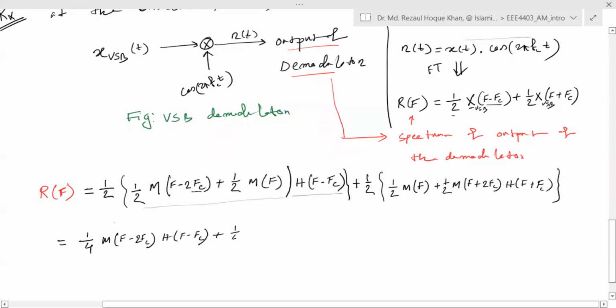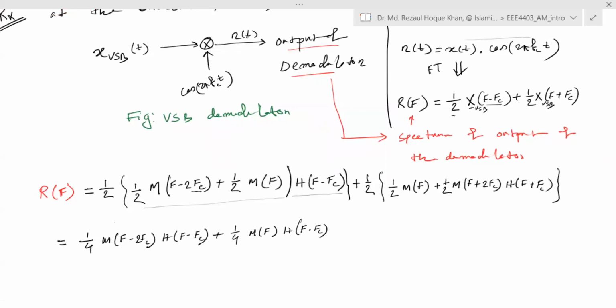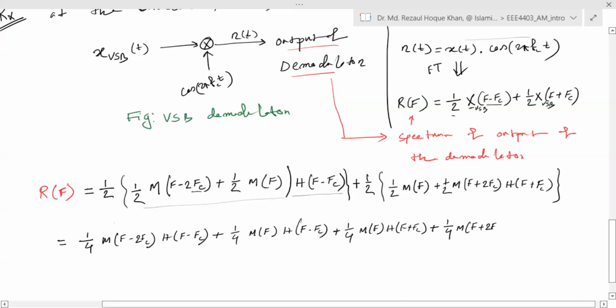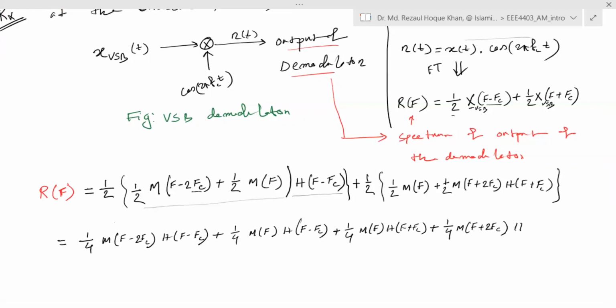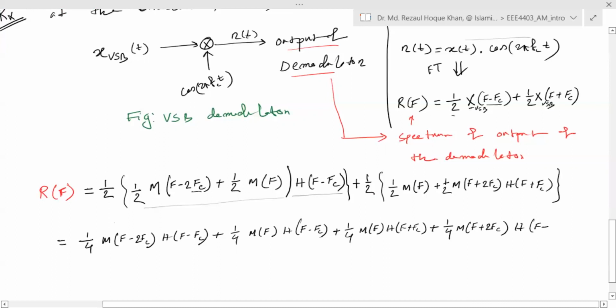plus 1 by 4 M F H F minus FC plus 1 by 4 mf h f plus fc plus 1 by 4 mf plus twice fc h f plus fc. Okay, so we have 4 terms here.